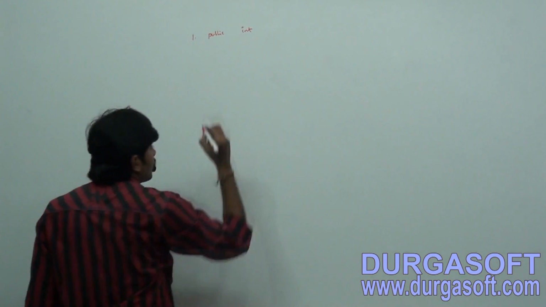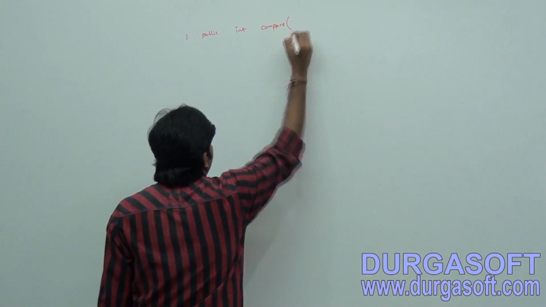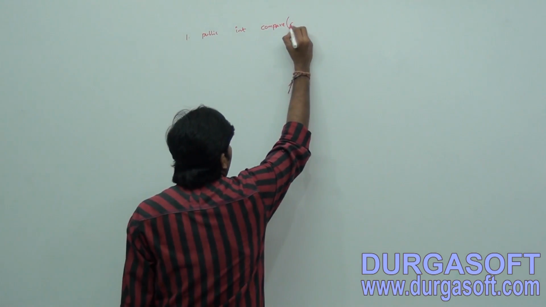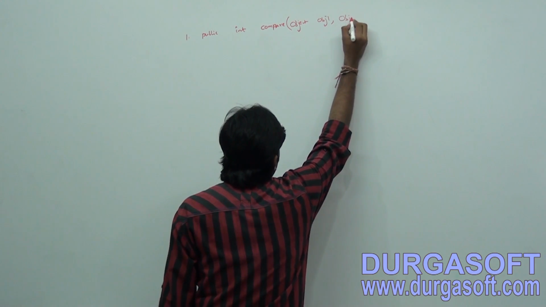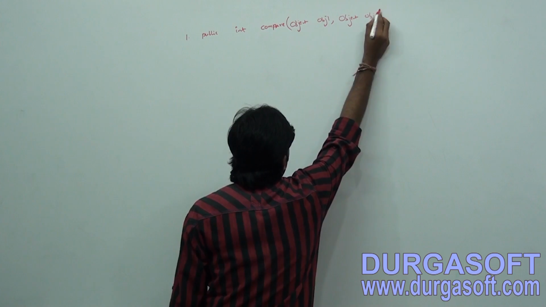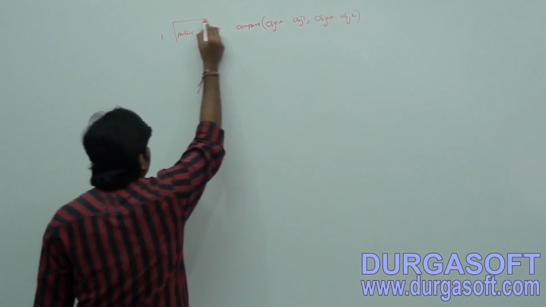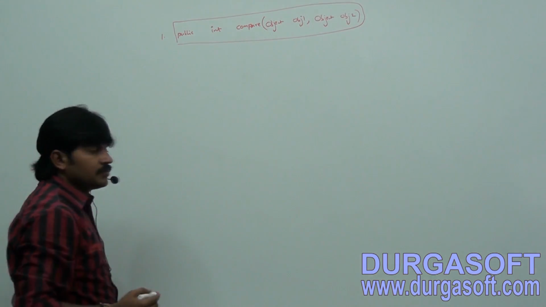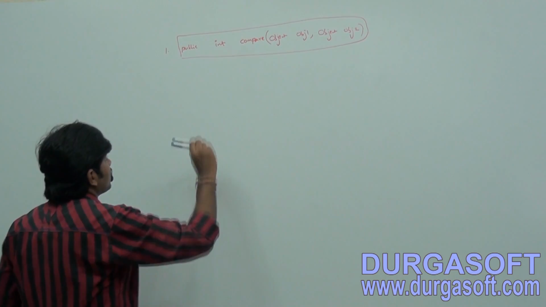The first method is very important. See, sir: public int compare(Object obj1, Object obj2). This is the first method. More or less, this is the same terminology as before.